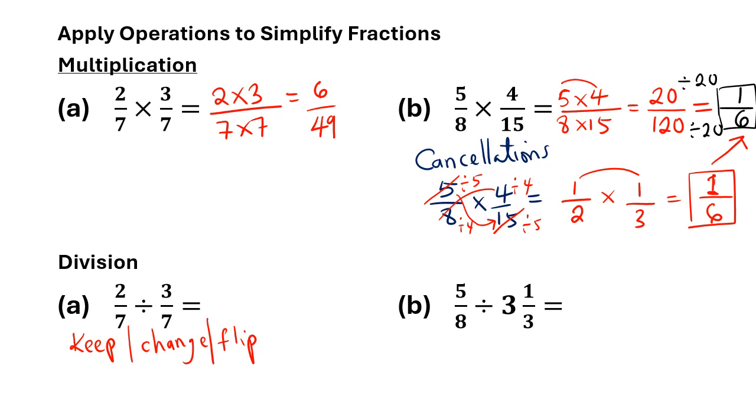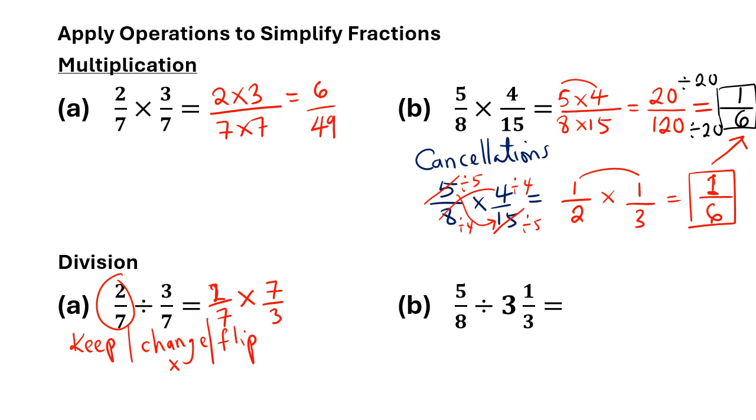Keep, change, flip. So what does that even mean? So I'm going to keep the first fraction, which is 2 over 7. Then you change the division sign to multiplication. So change means change the division to multiplication. If I do that, I'm going to flip 3 sevens to 7 over 3.